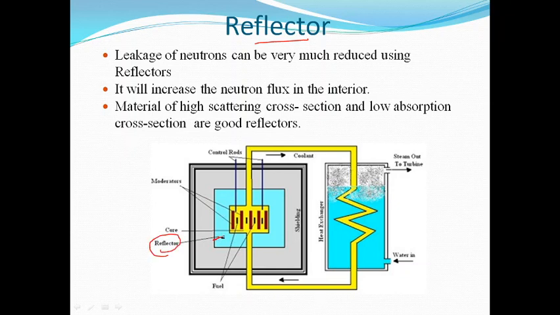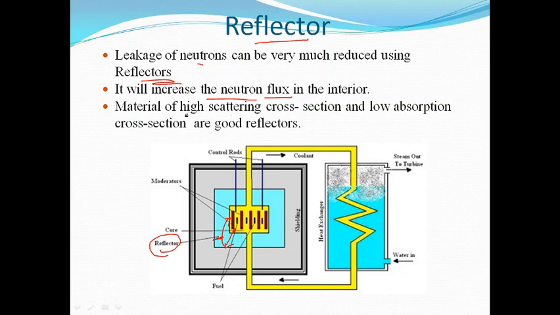As you see here, this reflector covers all these parts because leakage of neutrons can be very much reduced by the use of a reflector. Otherwise, the neutrons that are produced within the system can easily leak out through the reactor, and hence a reflector will increase the neutron flux in the interior of the reactor. So if a neutron is trying to leave this system, it will be reflected back by this reflector and it will again be contained within this system itself. So we can maintain a constant number of neutrons within the nuclear reactor.